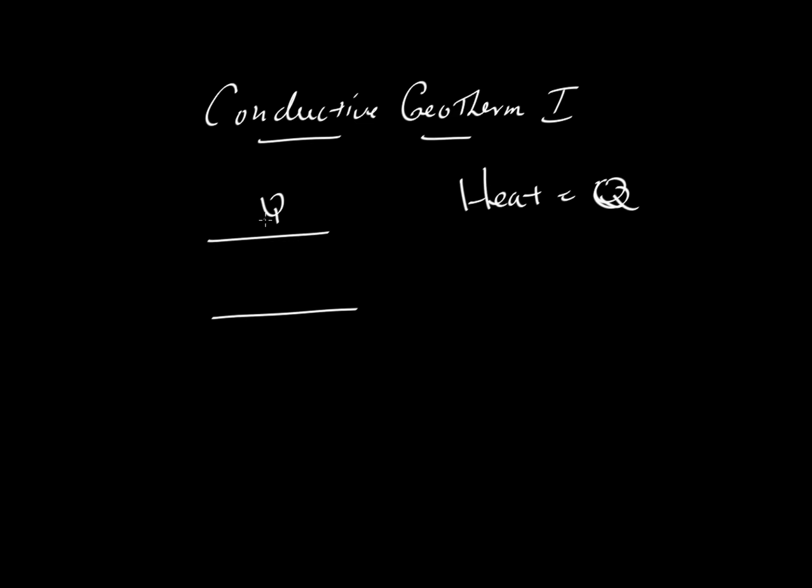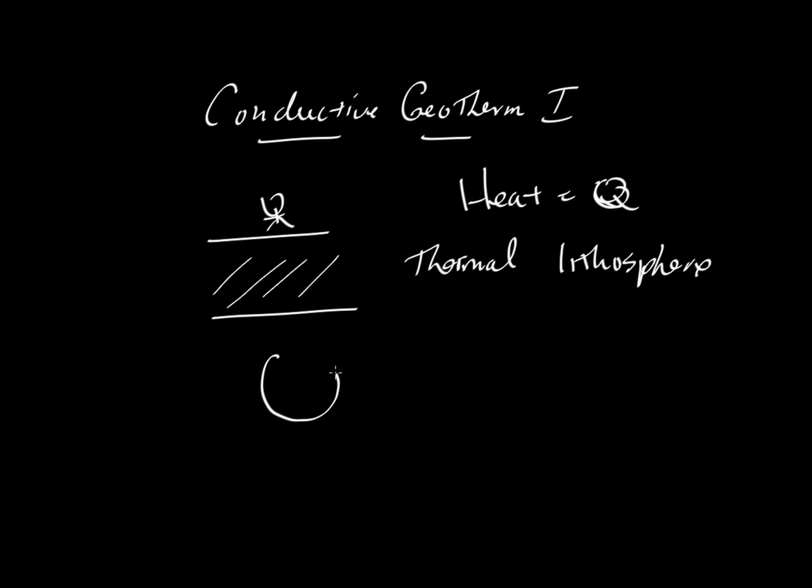Well, let's say we're standing here on the surface of the Earth. It would happen in the so-called thermal lithosphere. The thermal lithosphere is that outer part of the Earth that is rigid and is cold enough that it doesn't move very easily. Underneath the thermal lithosphere would be the convective mantle.